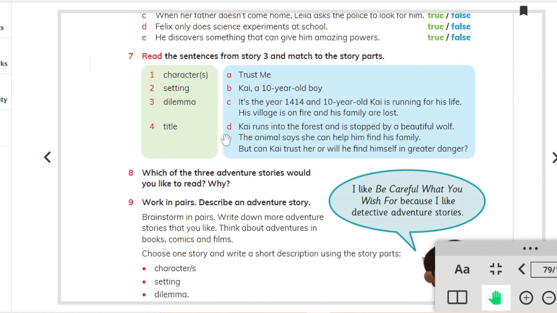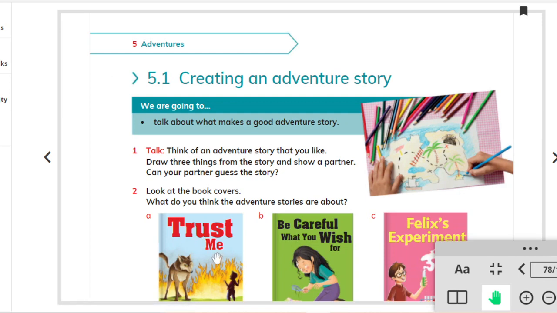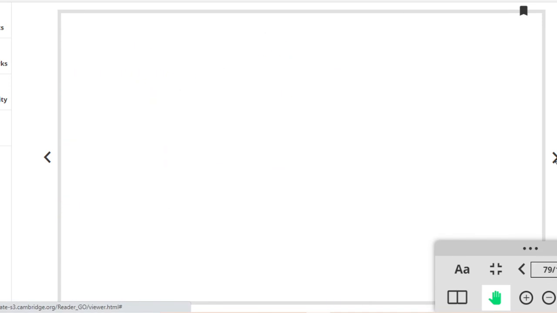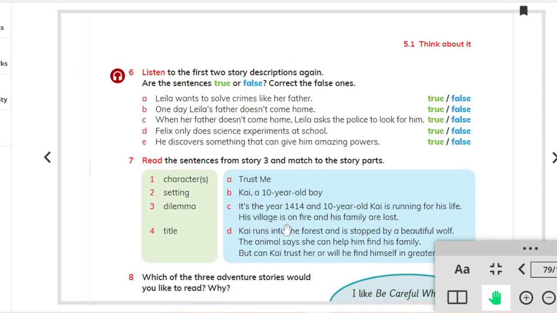Now, we have already done this. The trust. Okay. Story 3. Who is the character? Where is the setting? The setting is 1414, a 10-year-old is running for his life. So you just match it in your textbook itself. Okay.